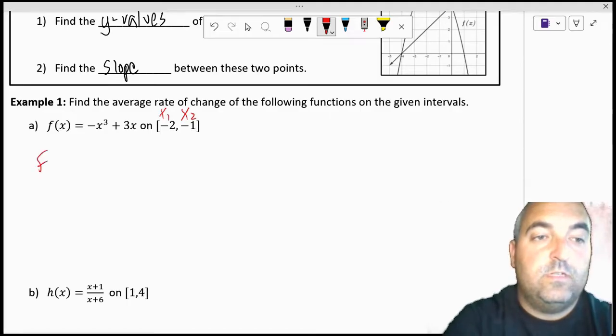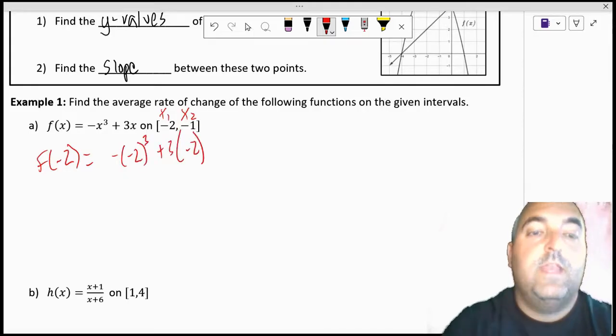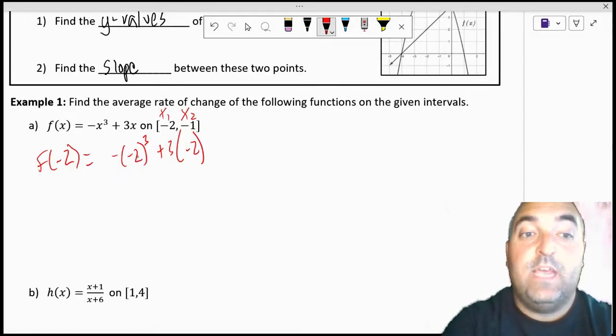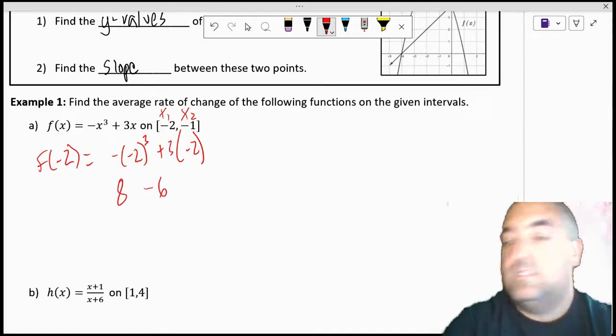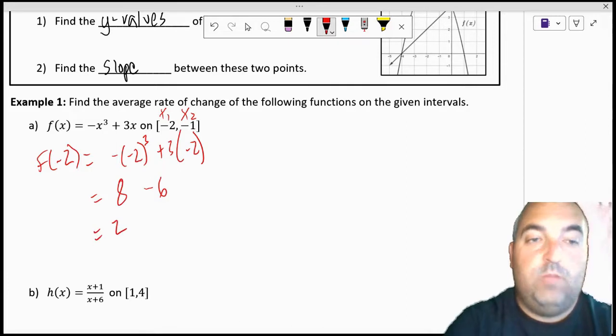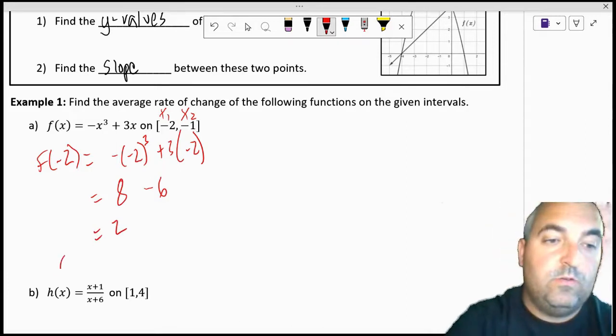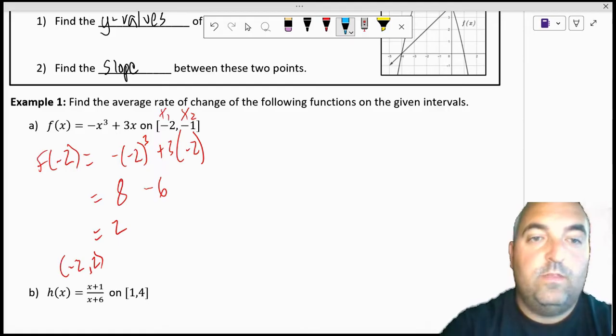So let's do that. So let's substitute in -2. Be careful with negatives here. So -2 to the third, well, that would be -8. But then there's an extra negative there, so this is 8, and then that's 3 times -2 is -6. And that would mean that our first y value is 2. So here's that first coordinate point. So there's x1, y1.